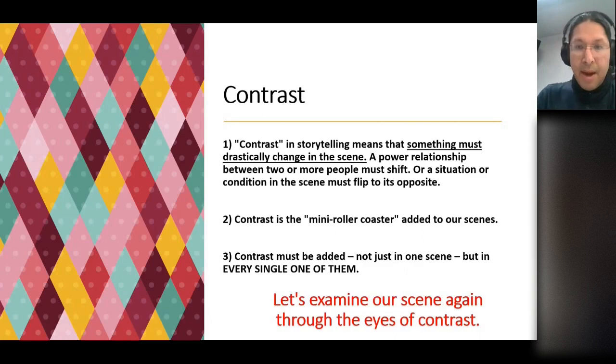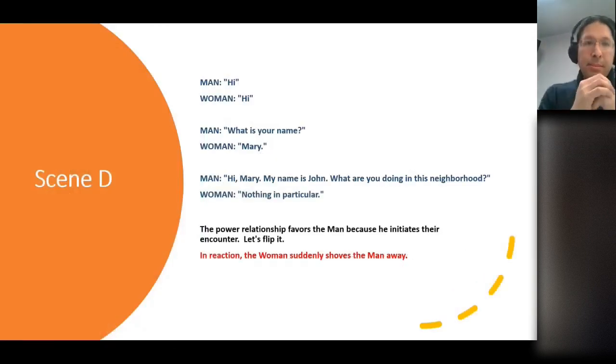Let's examine our scene again through the eyes of contrast. Okay. Hi. What's your name? Mary. Hi, Mary, my name is John. What are you doing in this neighborhood? Nothing in particular. So the power relationship favors the man because he initiates the conversation. Let's flip it. Let's flip this power relationship. In reaction, the woman suddenly shoves him away.